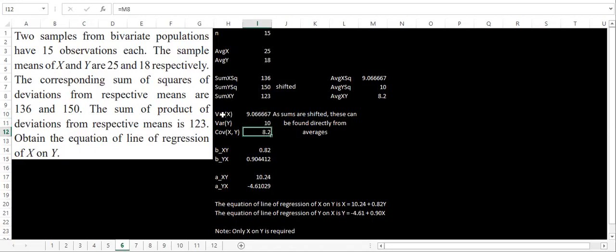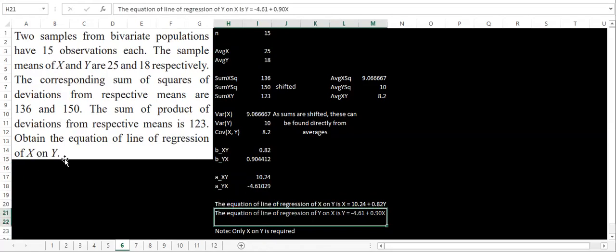And of course, once you have the variance and the covariance, you can calculate the regression coefficient, and with the average and the regression coefficients, you can calculate the constant. So these are the regression equations of y on x and x on y. And mind you, the question only asked for x on y. So we have done it for both the equations, but never mind. The answer for this question is just the first one. We only needed the regression of x on y. So this is the regression equation.